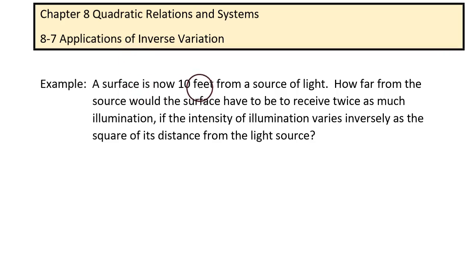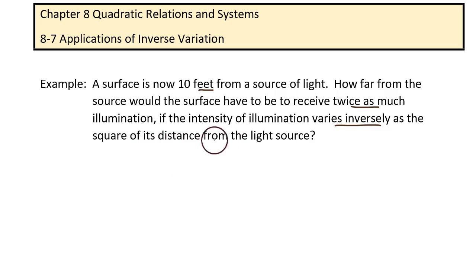A surface is 10 feet from a source of light. How far from the source would the surface have to be to receive twice as much illumination if the intensity of light varies inversely with the square of its distance from the light source?